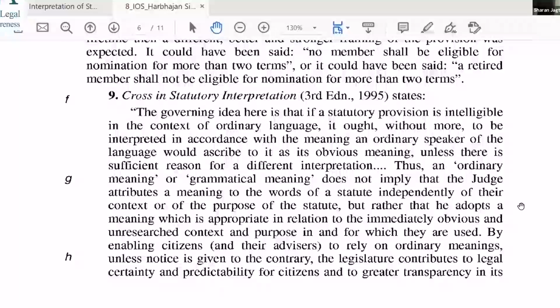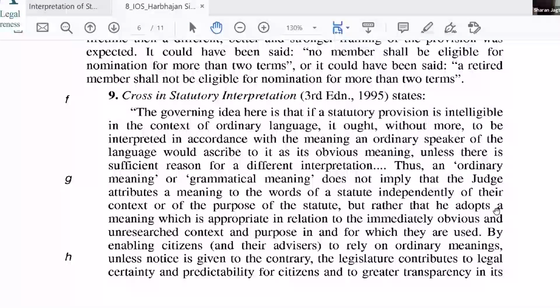Thus, an ordinary meaning or grammatical meaning does not imply that the judge attributes a meaning to the words of a statute independently. Please mark this. Does not attribute a meaning to the words of a statute independently of their context or of the purpose of the statute, but rather that he adopts a meaning which is appropriate in relation to the immediately obvious and unresearched context and purpose in and for which they are used, by enabling citizens and their advisors to rely on ordinary meanings.